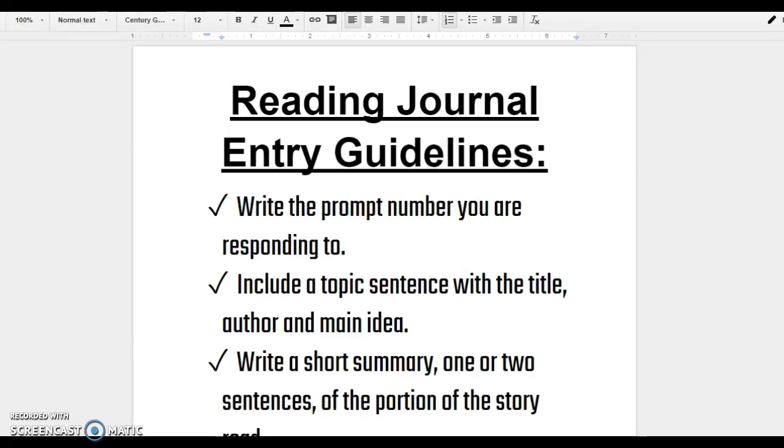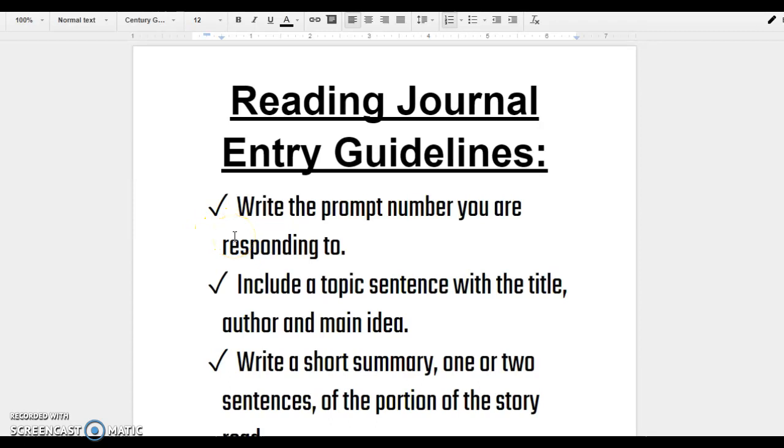Hi everyone. So we're going to work together now to look at a sample of a reading journal entry. Before I show you the sample that we're going to evaluate today, let's just quickly review the guidelines that you've been given back in the beginning. Firstly, we need to make sure that on the document, wherever you are writing your journal entry, whether you do it by hand or if you're typing it, you need to include the prompt number you are responding to.